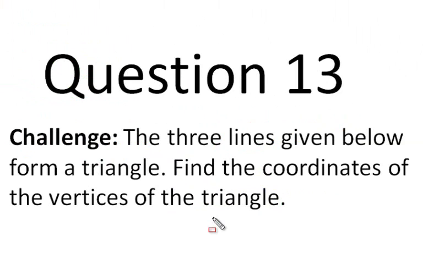Alright, for question 13, it tells us that 3 lines given below form a triangle. Find the coordinates of the vertices of the triangle. The word vertices means the point where the corners of the triangle are, pretty much. So when we graph our 3 lines, this triangle that it forms, we want to find the location of the vertices, corners.